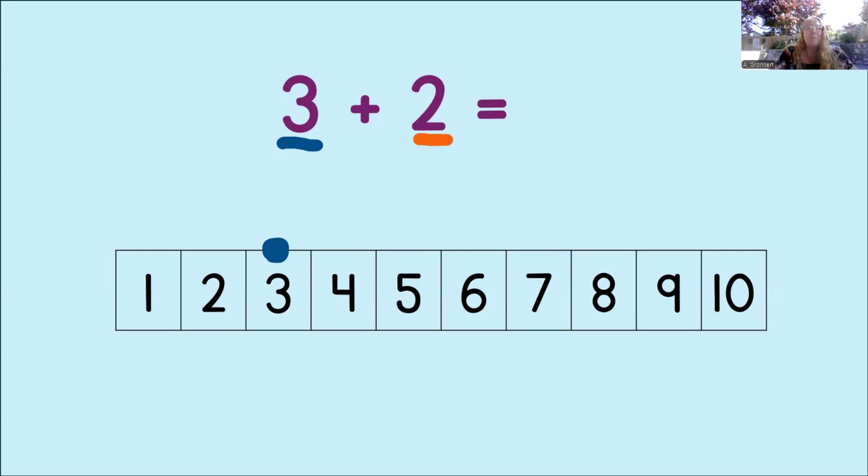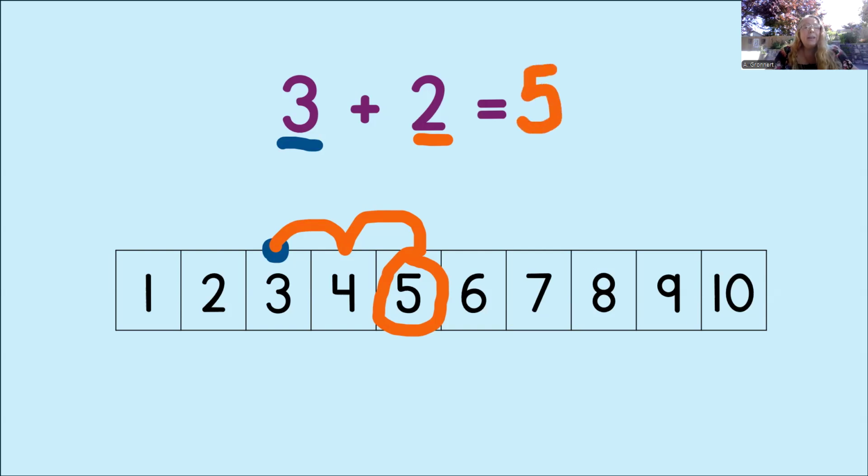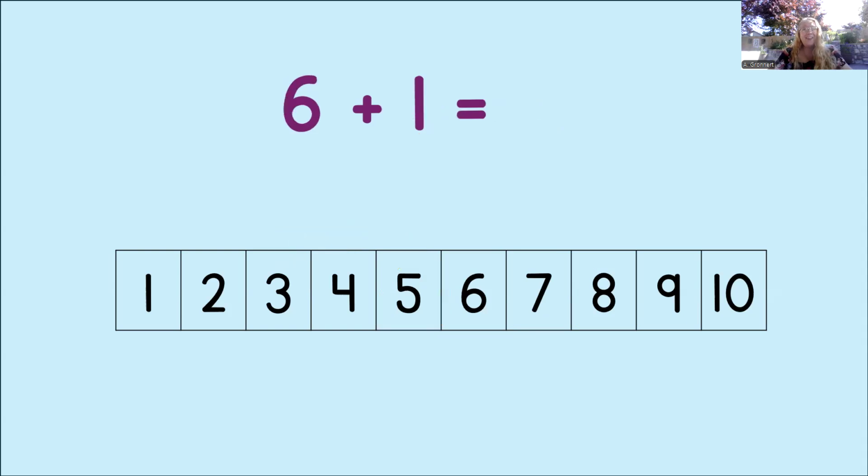Let's do that now. 1, 2. Where did we land? You got it. We landed on the number 5. So we write that in the equation. 3 plus 2 equals 5. You're getting it.